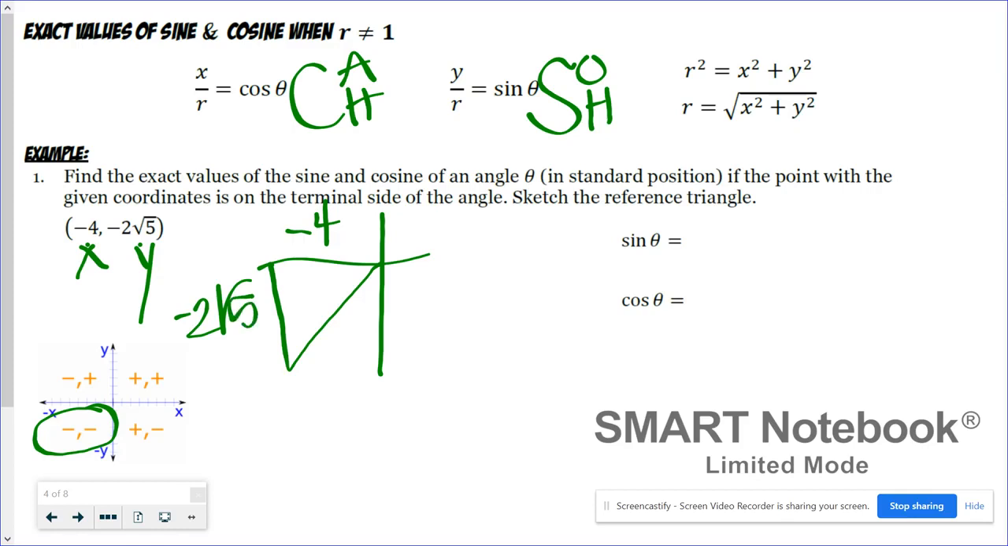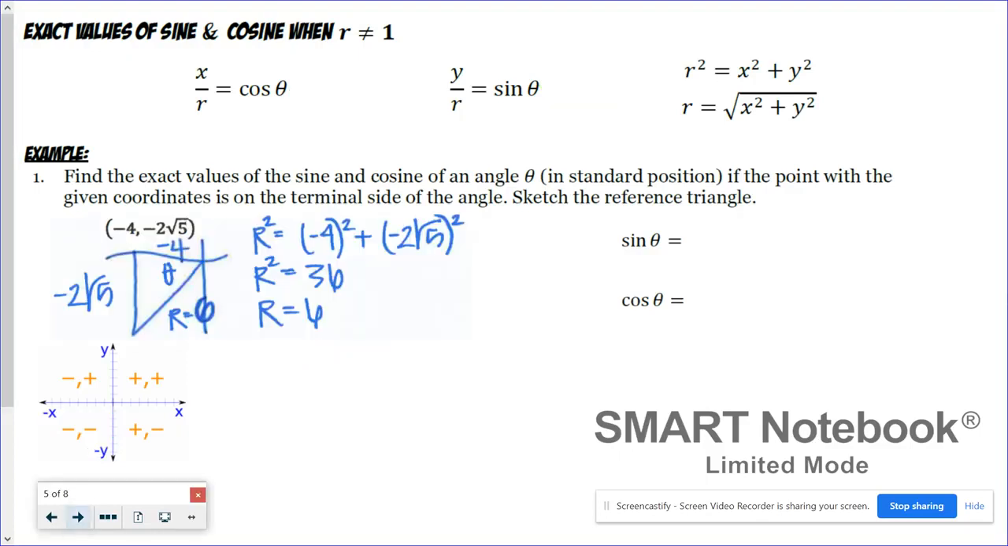So I need to use the Pythagorean theorem to find the radius, the r value of my triangle. I already went ahead and did this. So r squared is equal to (-4) squared plus (-2√5) squared. That was 36. Therefore, r is 6. So now I've got all 3 sides of my reference triangle, and now I can find sine and cosine.